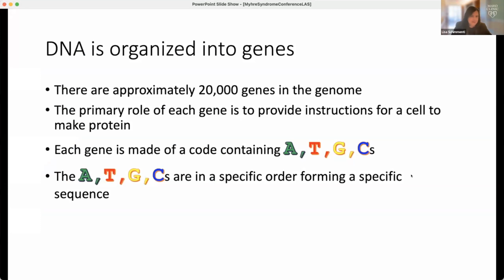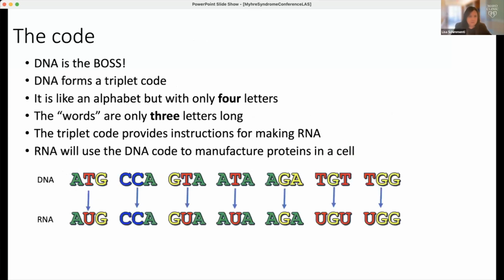So our DNA is organized into genes. There are 20,000 genes in the genome. The primary role of each gene is to provide instructions for a cell to make protein. There are other jobs that genes do, but the main role and the role that's germane to Myhre syndrome is making a protein. So each gene is made of a code of A's, T's, C's, and G's. And when we do genetic testing, when we sequence a gene, we sequence all the A's, T's, C's, and G's in a specific order. So DNA is essentially the boss.